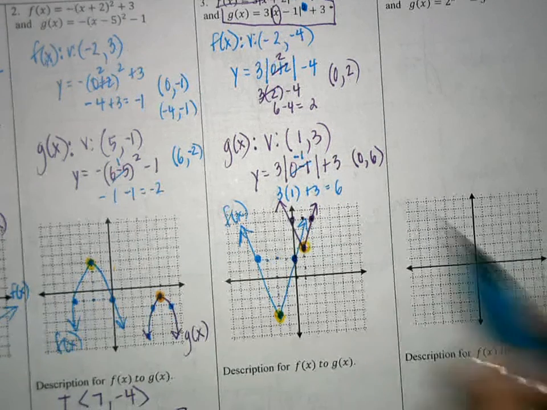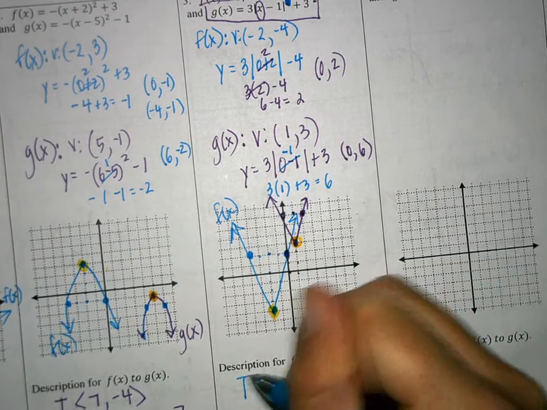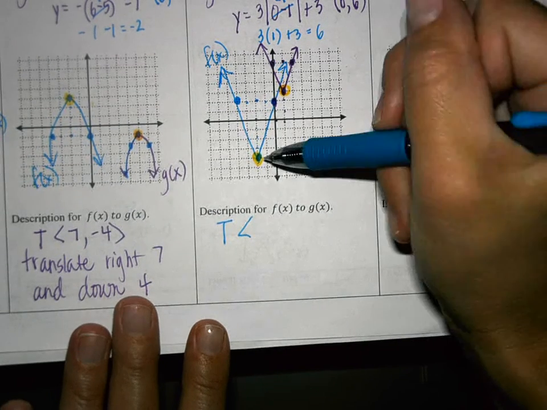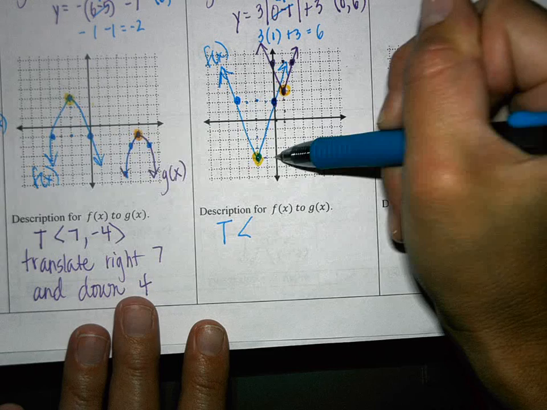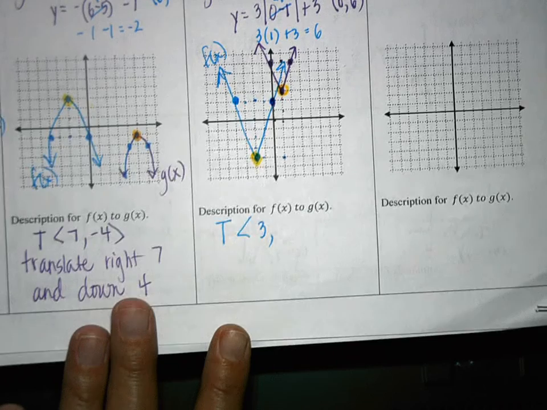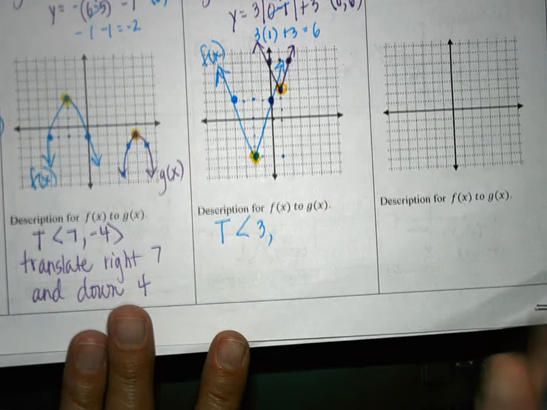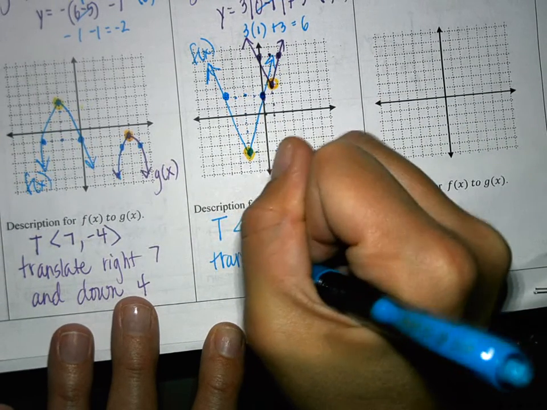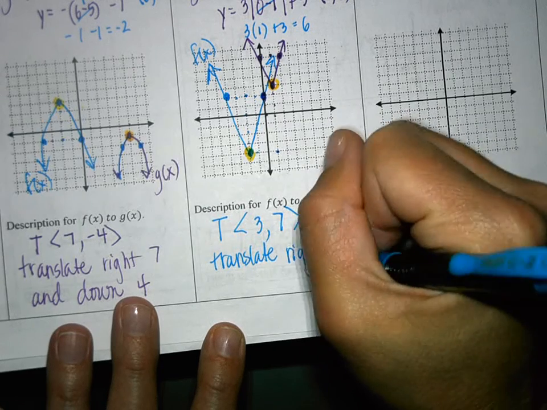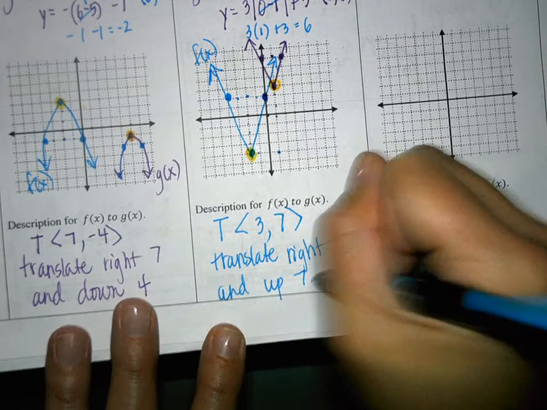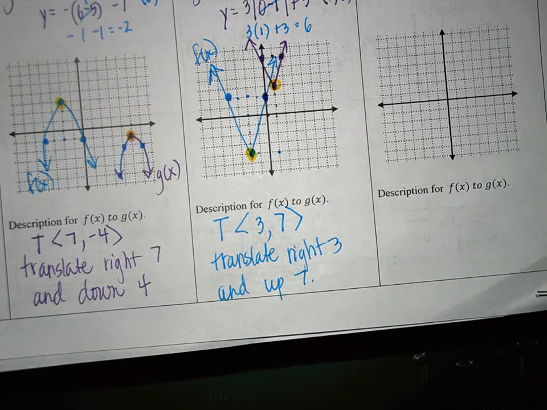Okay, so translating on this one, how did it translate from f of x to g of x? How many did it go on the x-axis? 3 is right. So from here we went 1, 2, 3 to the right, which means we would write a positive 3. Good. And then from there on the y part, how many did it go up? Very good. And so we would write translate right 3 and up 7. Questions?